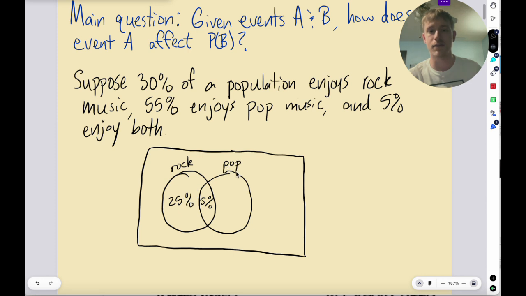Okay, likewise, the people that only enjoy pop music is going to be the 55 minus the 5%, so we have 50%, like that. And then when you add all of that up, this plus this plus this, you're going to get 80%, which means that there's 20% that enjoy neither.